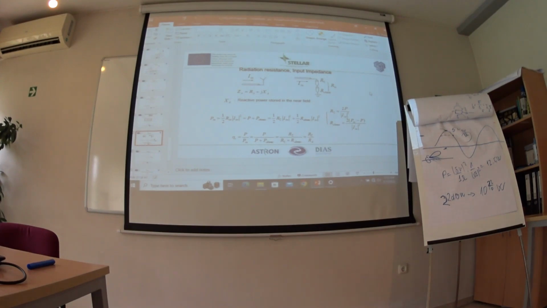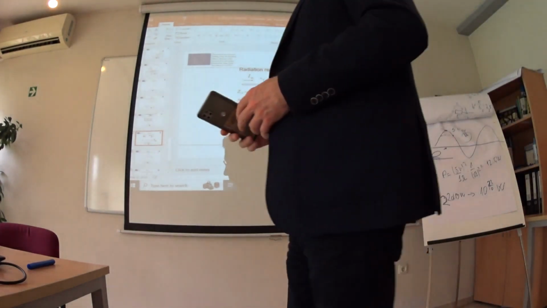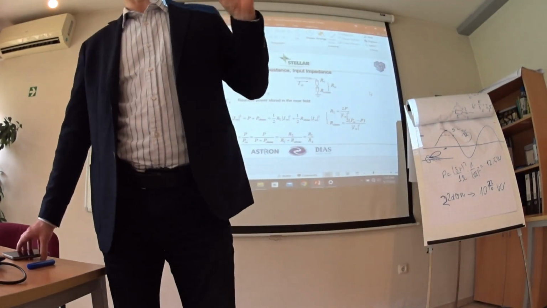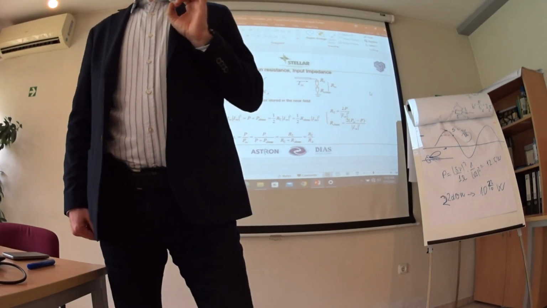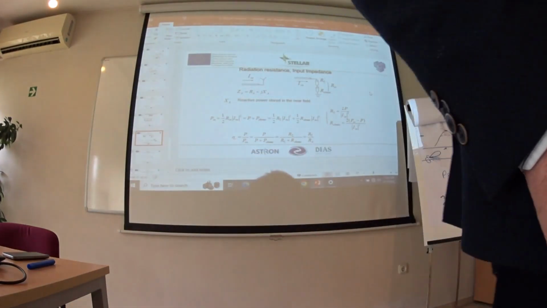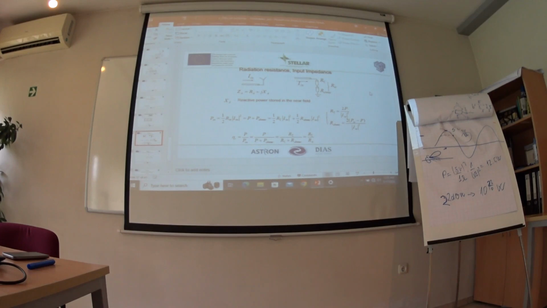Radiation resistance and input impedance. This is only applicable to wire antennas, not applicable to aperture antennas. One of them is artificial, the radiation resistance, and the other is quite real.